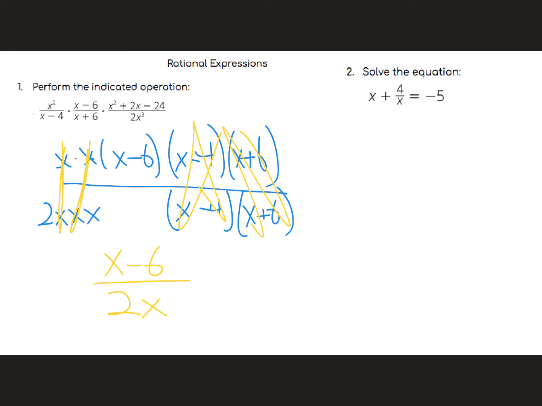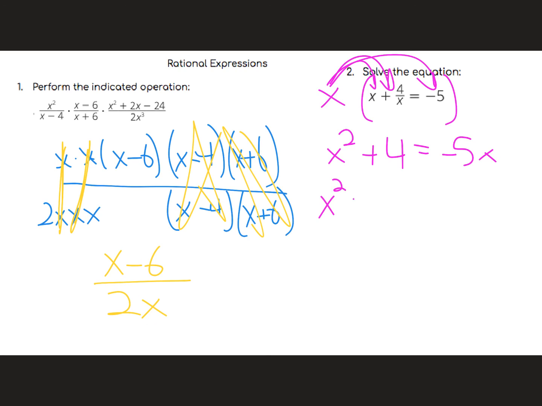For number 2, I would like to get rid of that fraction to begin with. So I'm going to multiply both sides, whole thing, by x. So that's going to get me x squared, 4x over x, which is just 4, equals -5x. I'm then going to add that 5x to both sides because I'm going to hope I can factor. And to factor this, I need things that multiply to 4 and add to 5. So that's going to be 4 and 1.